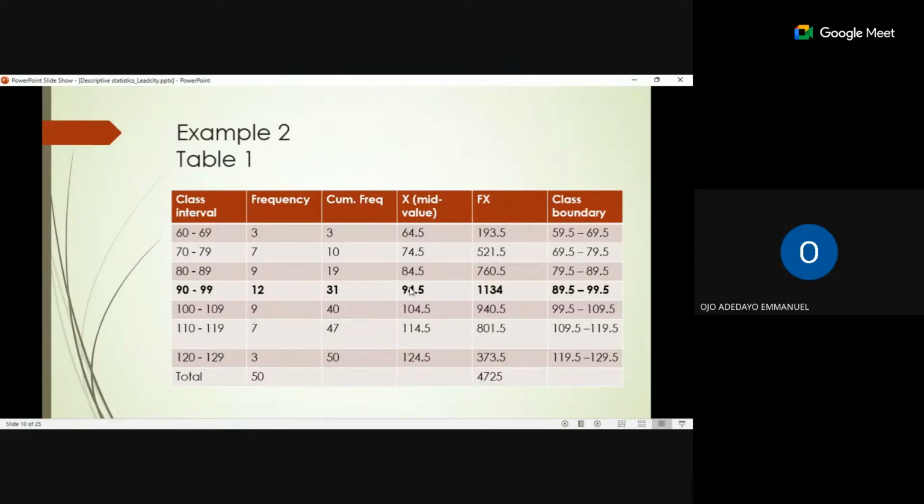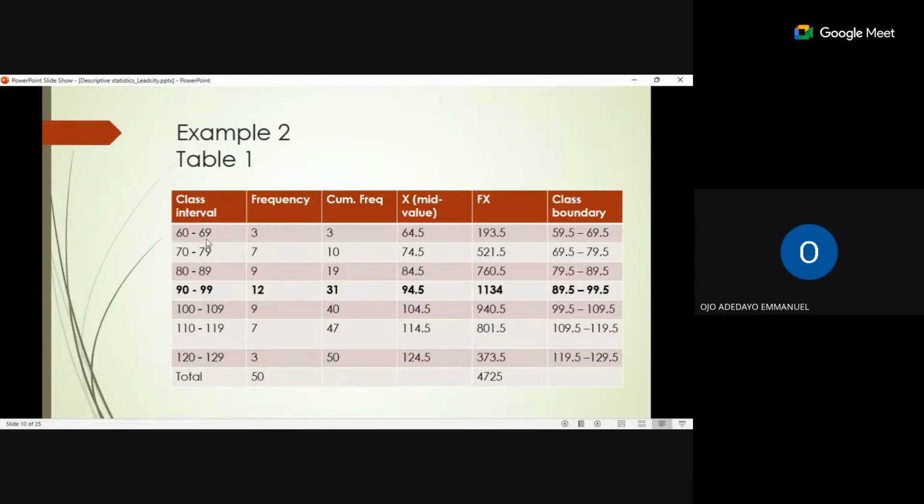Now, let me tell you this, as a smart student in the exam, once you find your class width. Let me tell you how you get your class width. Please note this. I'm still coming back to this. How do you get your class width, which is our C?